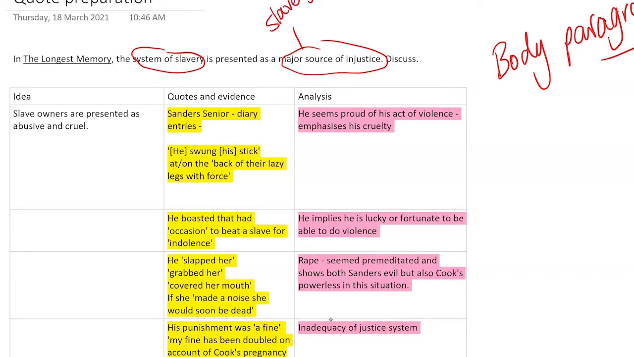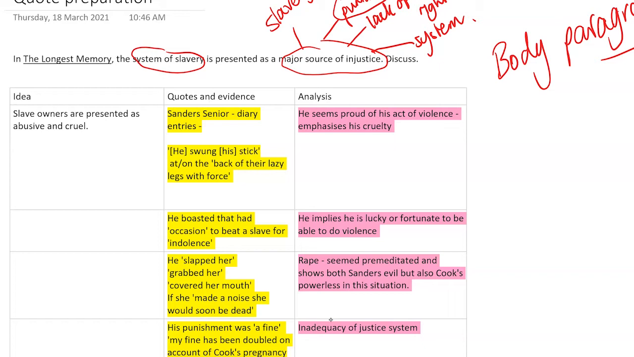So we do have the overarching system of slavery, but within that we have the injustices of brutal mistreatment and punishments. We have the injustice of lack of human rights, denial of medical treatment, denial of education and the right to literacy. We have the injustice of the system itself.